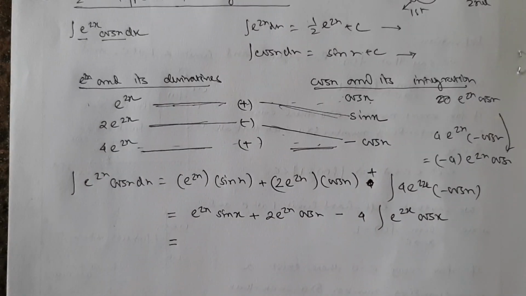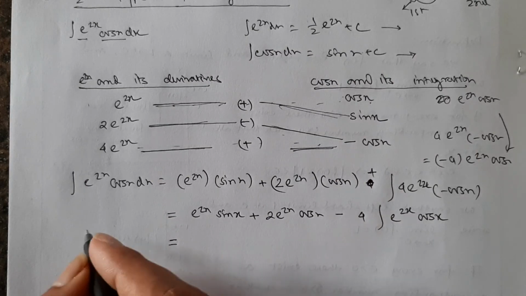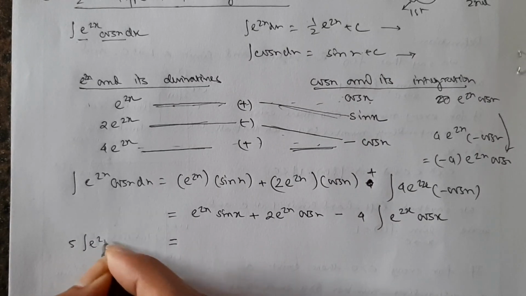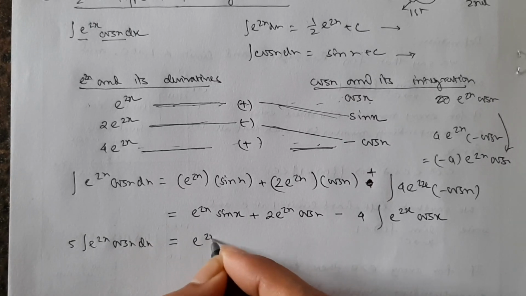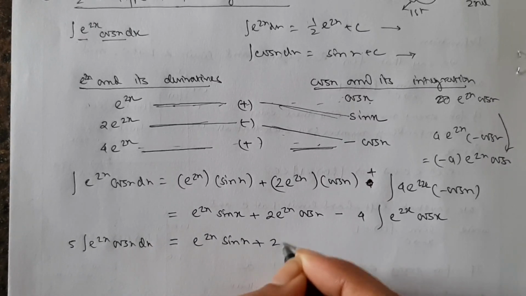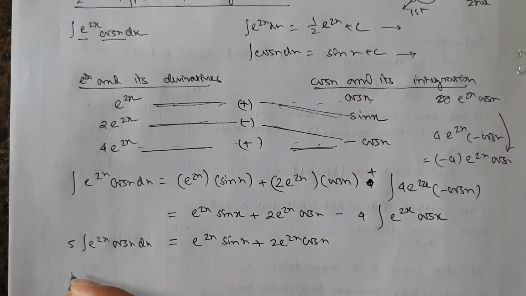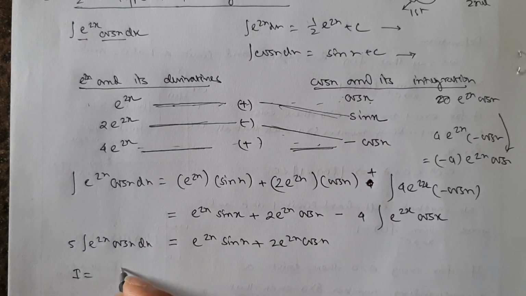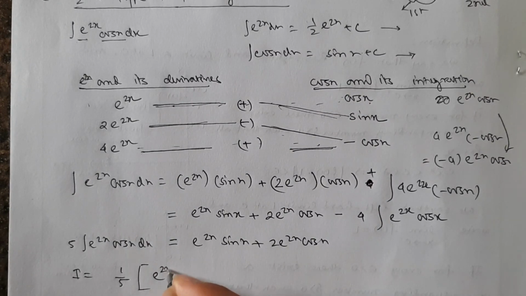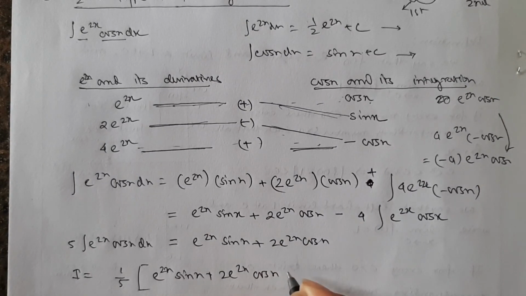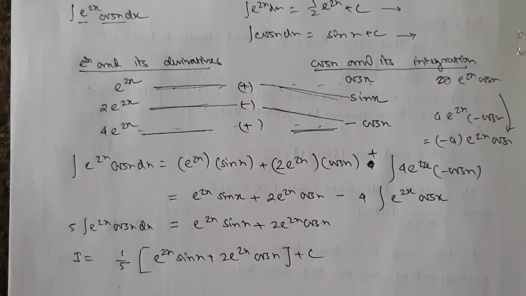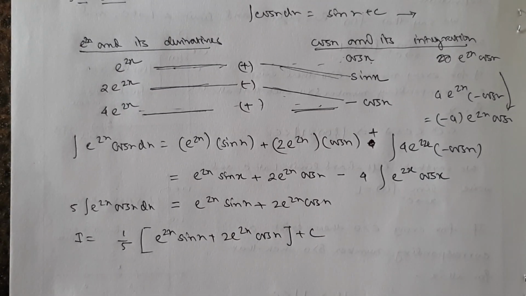So it will give 5 times the integral of e to the power 2x cos x dx is equal to e to the power 2x sin x plus 2 e to the power 2x cos x. So the integration is equal to 1 by 5 into e to the power 2x sin x plus 2 e to the power 2x cos x plus c. So it is a very easy method for doing integration by parts for these types of two functions.